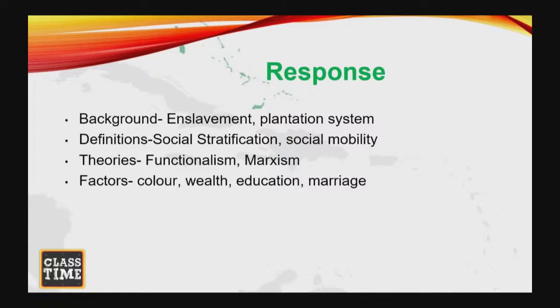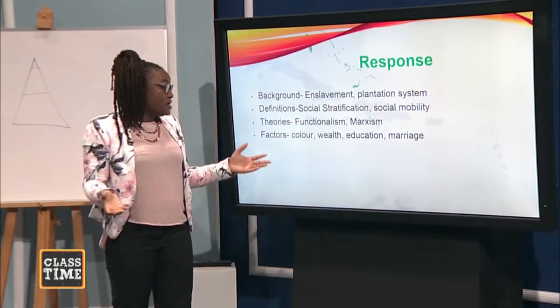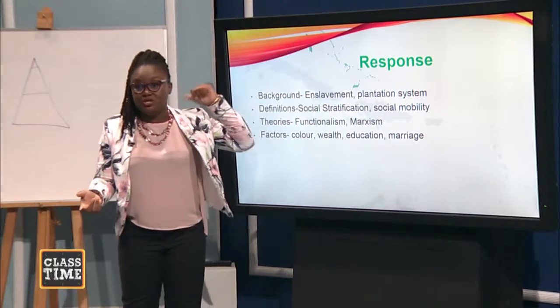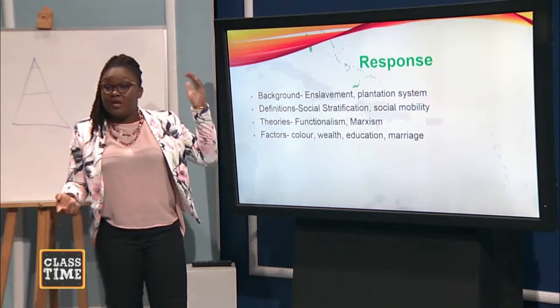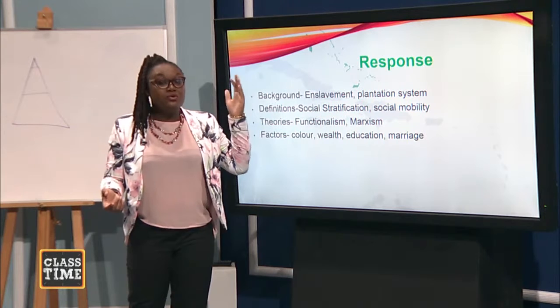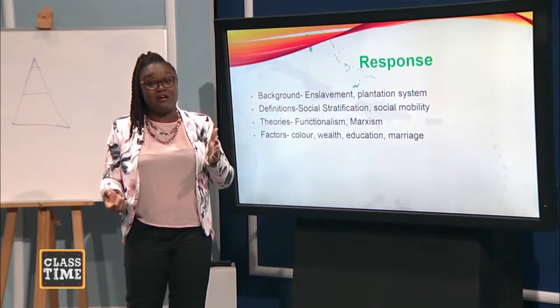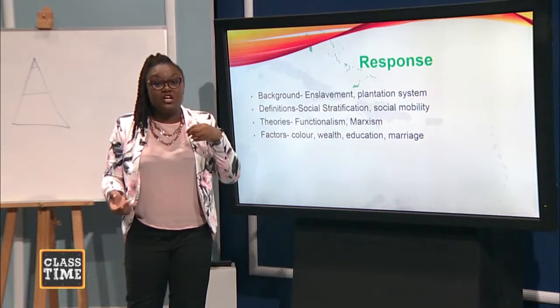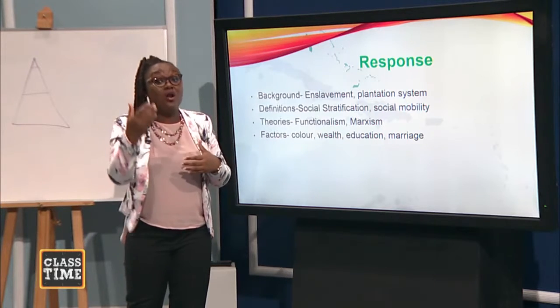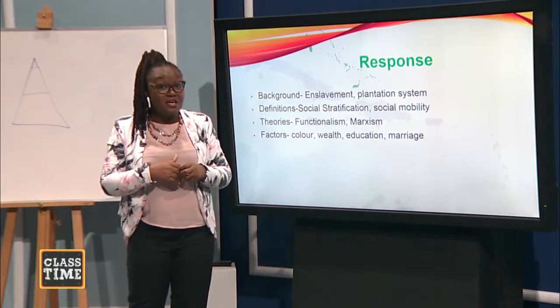You must have your theories, your major theories, and then your Caribbean theories. Functionalism, Marxism, feminism, interpretivism, and so on. You must have those as a part of your discussion. And then, of course, you must have the factors, because that's what the question asks you for. It asks you to talk about the factors that affect social mobility. So color, wealth, education, marriage, all of those things. Race, perhaps, but we don't necessarily have an issue with race in the Caribbean in terms of social stratification and mobility now. But we do have a problem with color, and color is quite different from race.